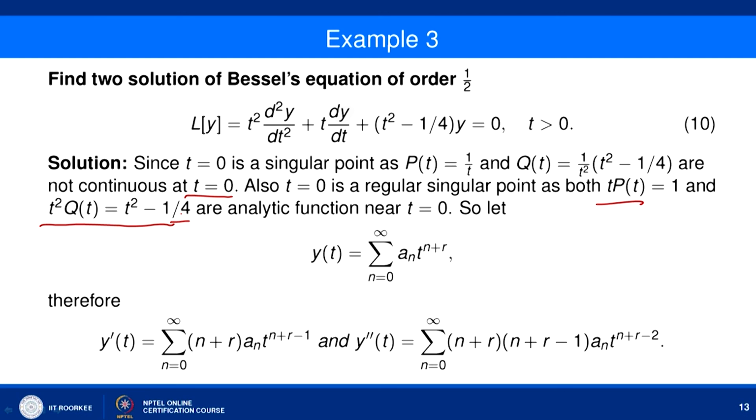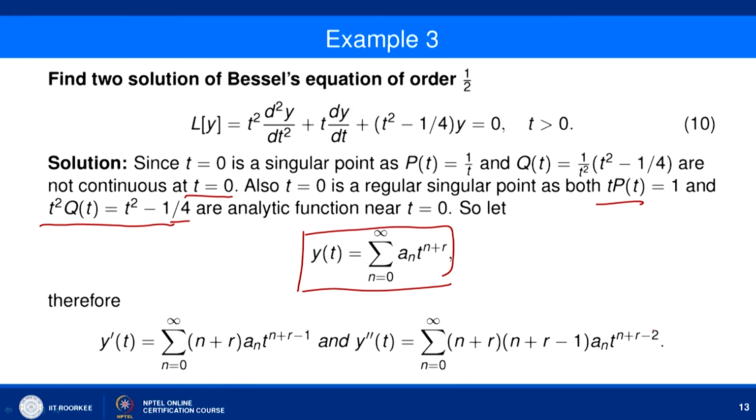Then once it is a regular singular point, we can propose our solution of the form y t equal to summation n equal to 0 to infinity a n t to the power n plus r, and we can find y dash t equal to summation n from 0 to infinity n plus r a n t to the power n plus r minus 1, and y double dash t equal to summation n equal to 0 to infinity n plus r times n plus r minus 1 a n t to the power n plus r minus 2.